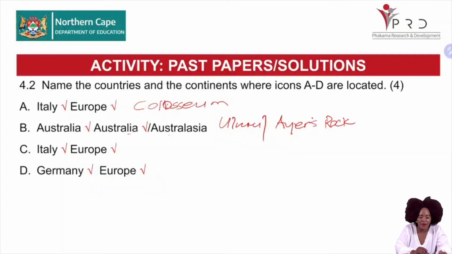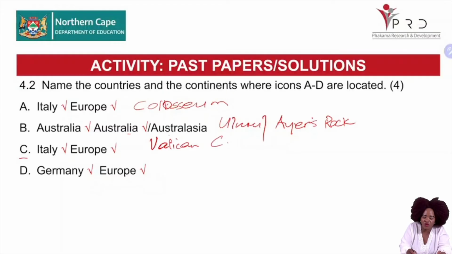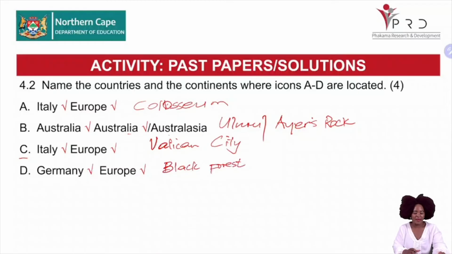And the other one, number 3, is icon C, Vatican City. So Vatican City is also in Italy, Europe. And then the last one is the Black Forest, according to the way you have identified them. So the Black Forest is in Germany, in Europe.